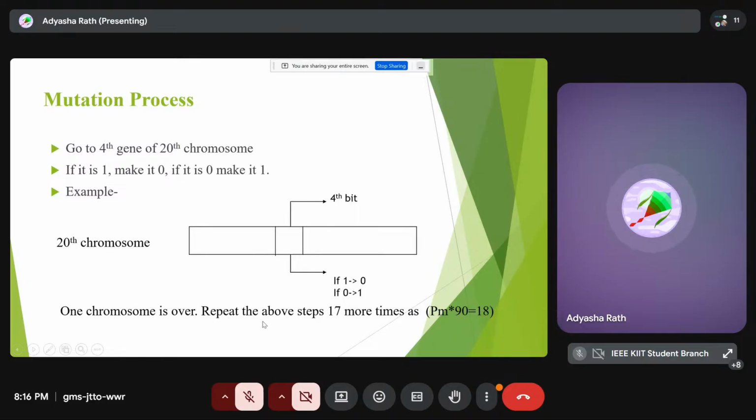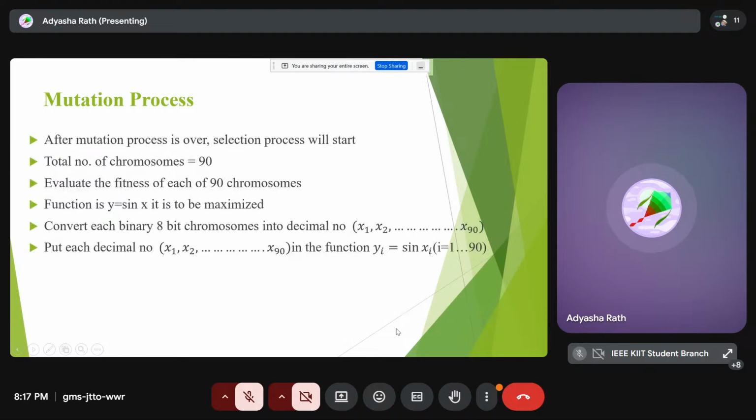If one chromosome is over, repeat the above steps 17 times. Why 17 times? Because previously we calculated the mutation probability, 0.2 into 90, and we have calculated for 1. Rest similarly for 17 times we have to calculate. After the mutation process is over, the selection process will start. The total number of chromosomes is 90. Evaluate the fitness of each of the 90 chromosomes.